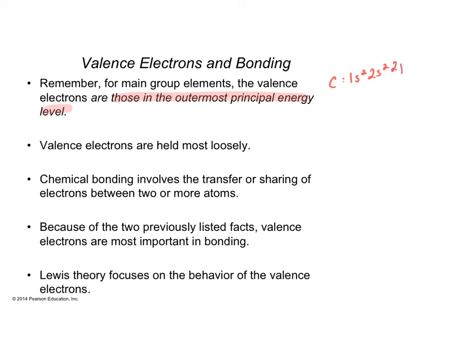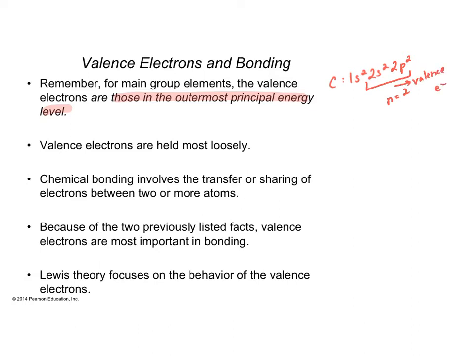2p. And there are two of them that go in there. So this is the electron configuration for carbon. Who are the valence electrons? Who are the electrons in the outermost principal energy level? All of the electrons in which number? 2, right? So the outermost principal energy level is n equal to 2. So all of the electrons that are in that n shell are the valence electrons. So the 2s2 and the 2p2 are all of the valence electrons.